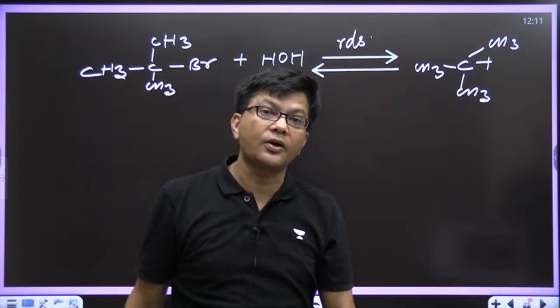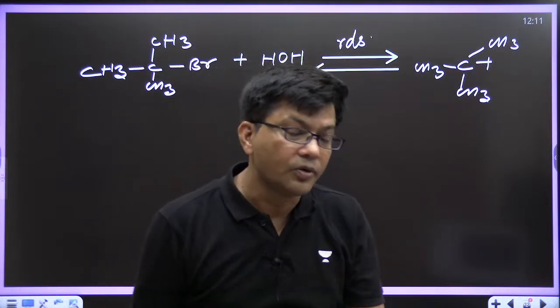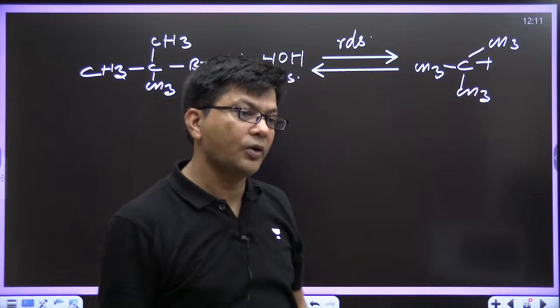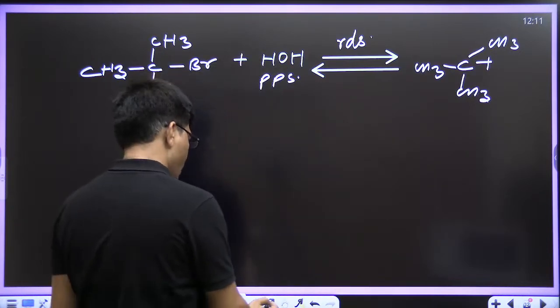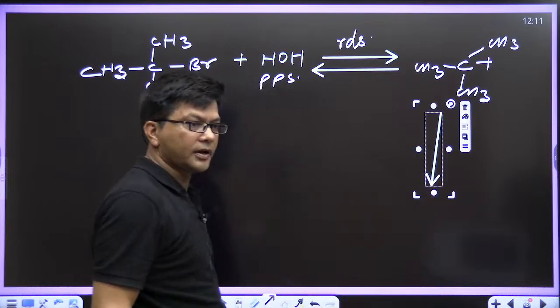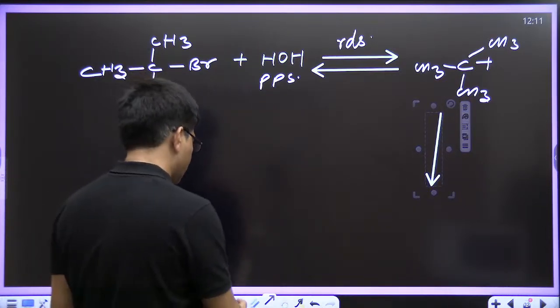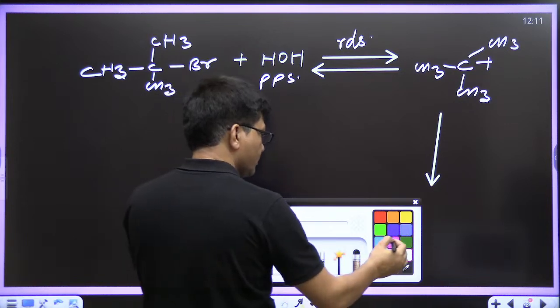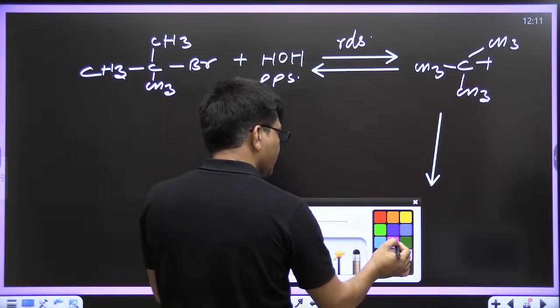Now, what do you think in the second step? Who is going to attack on this carbocation? Kids, do let me know. In the second step, who is going to attack on this carbocation? Your answer will be that OH negative is going to attack. That is your answer. But kids, do remember OH negative is not there.